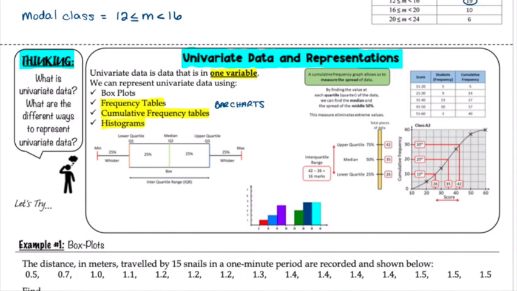So here we have the first piece. It's known as a box plot. We have some frequency table here, cumulative frequency table, and this piece here is a cumulative frequency graph, which we're going to be doing. And we have seen this one here before. That's our histogram. So let's use some of the ways to represent this univariate data.